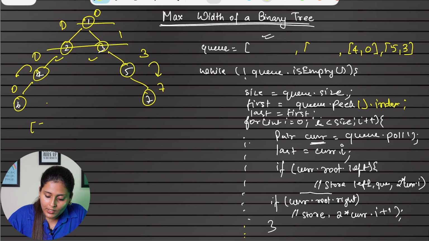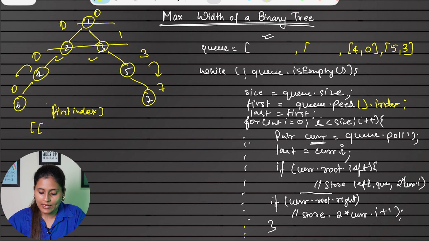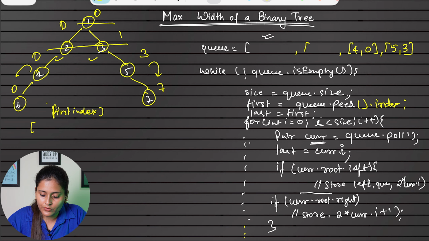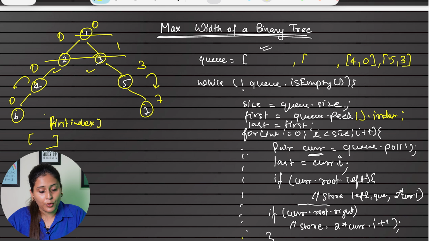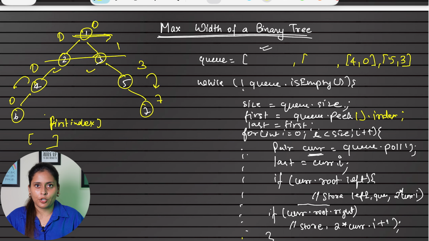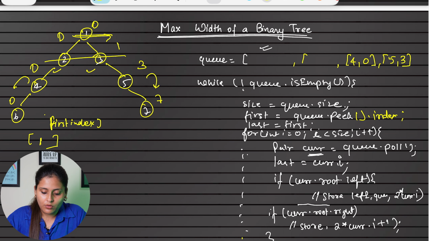So what we will do is create, let's say, a first index array where we will store the first indexes of every level. Here first we will check what is the size of the current array. We will say it's 0, correct? And the level is also 0. So size is equal to level, as we did when we did the DFS level order traversal. So we will insert 1, correct?